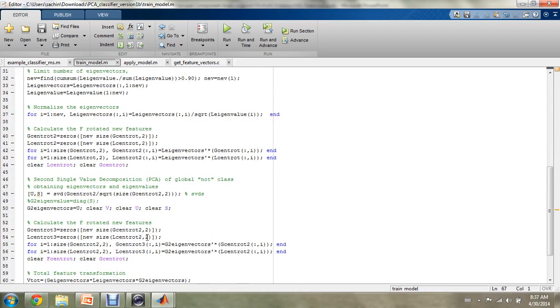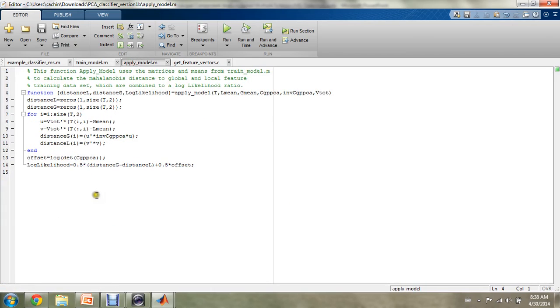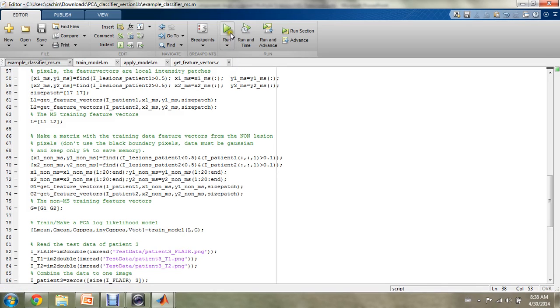And then towards the end, we also have something called the centroid. B tot is the total feature transformation vector we discussed, and this helps generate the covariance matrix from something called GPCA3 that we have discussed previously. The apply model uses the matrices and means from the previous train_model, and this helps calculate the Mahalanobis distance to the global and local feature data sets, which are combined into a log likelihood ratio. For this case, the log likelihood ratio threshold is 0.5. So I'll just run the code for you.